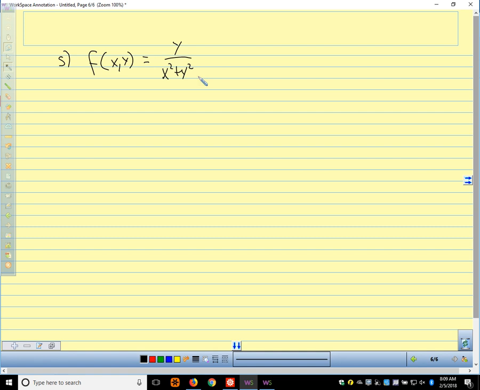y over x squared plus y squared. Don't we have a hole because it's 0, 0? What happens as xy approaches 0, 0? 0 over 0, we get an indeterminate form.